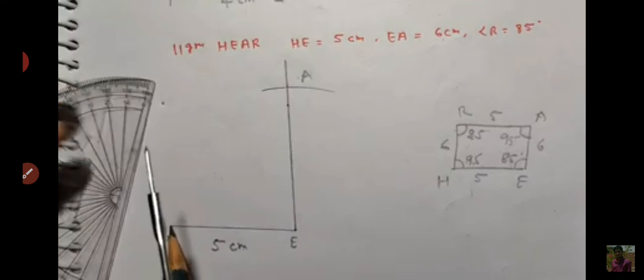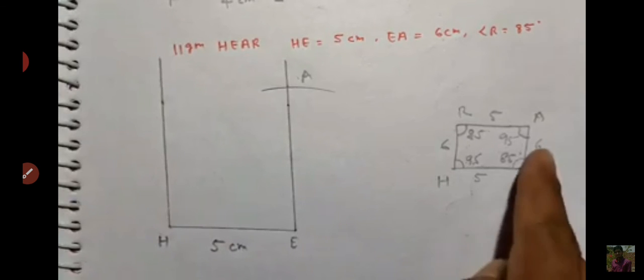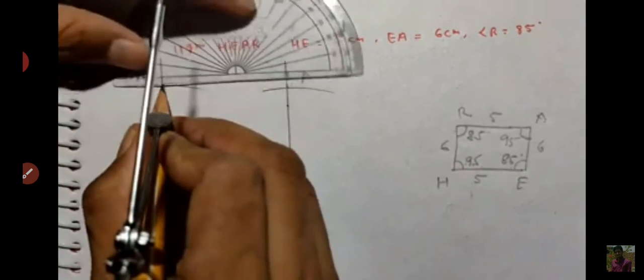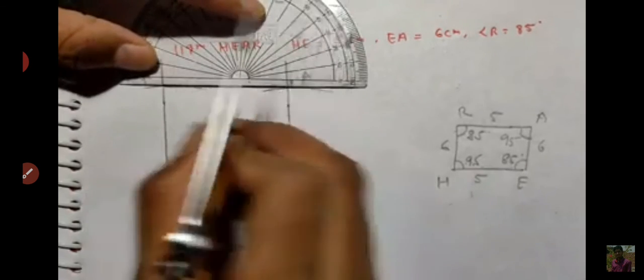Okay, now again this is our 6 centimeter. So taking H as a center, draw an arc. So it's your point R, and join them. Join these two points. It's your required quadrilateral HEAR.